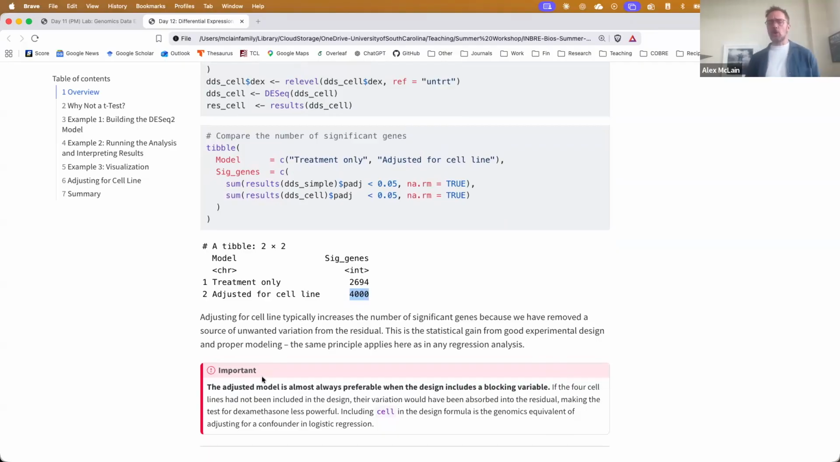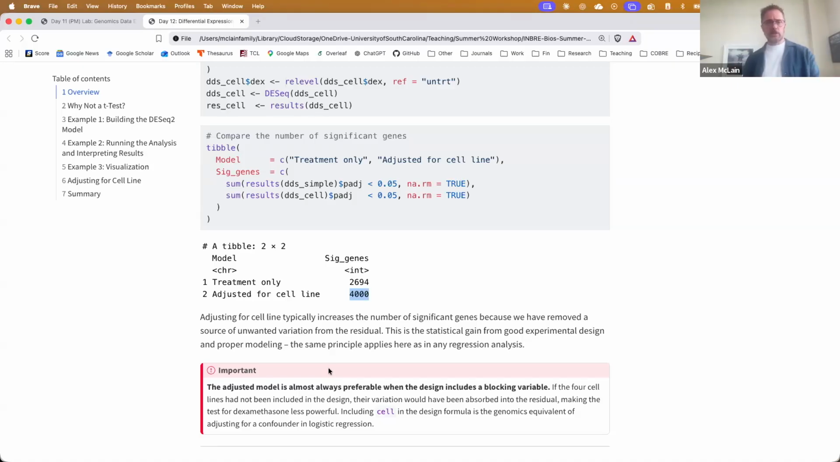Adjusted models are almost always preferable when the design includes a blocking variable. For here, the design was clearly set up so that we have one cell line for treatment and untreatment. So clearly that was one of the things they took into account when they designed this experiment. So it's a good idea for us to account for that.